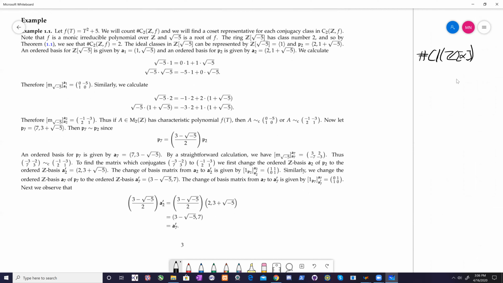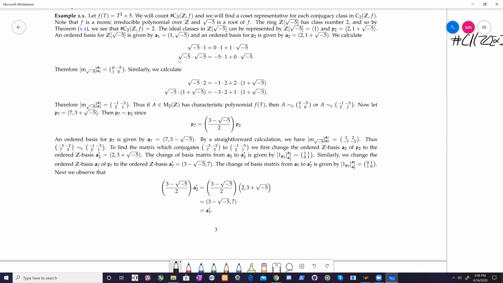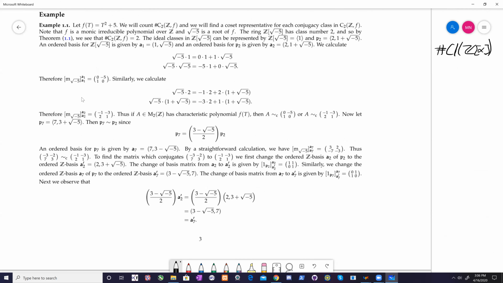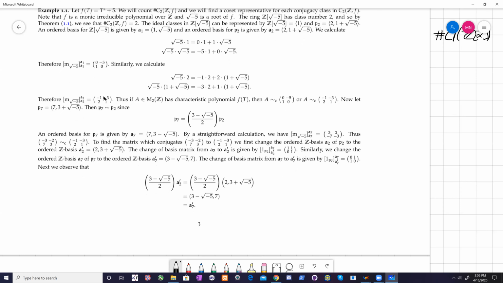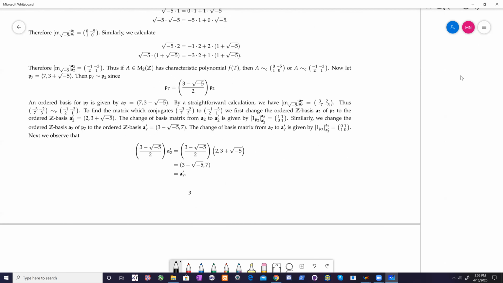So we calculate the matrix representation of square root negative 5 with respect to the ordered basis A1 first, right? So that's what this calculation does. And we see that the matrix representation of the multiplication map by square root negative 5 with respect to the ordered basis bold A1 is equal to this matrix here. And we do the same calculation with the ordered basis for A2, like this, okay?